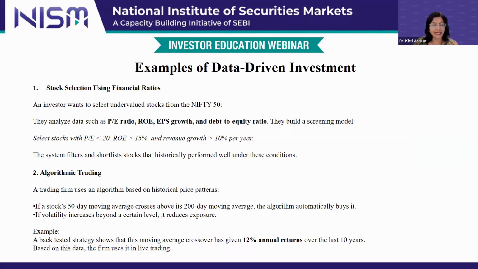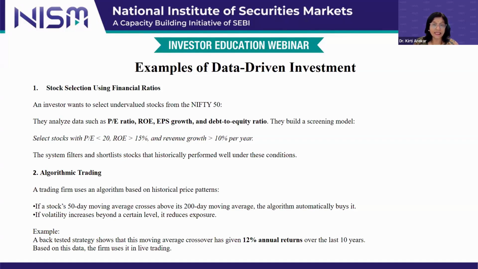And based on this screening model, we will do the optimization. Suppose if P/E ratio increases by 10%, 20%, ROI will increase or decrease by some percentage. What will be our performance? So when you are selecting any particular stock, some of the ratios we need to finalize by using the optimization model. So sometimes we can say that the P/E ratio is less than 20, or ROE is greater than 15%, and the revenue growth is greater than 10% per year.